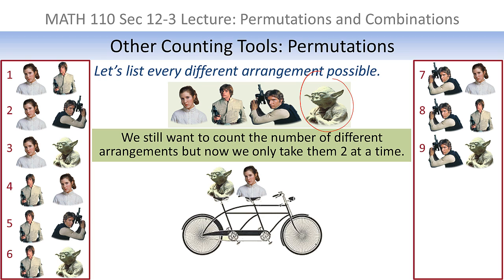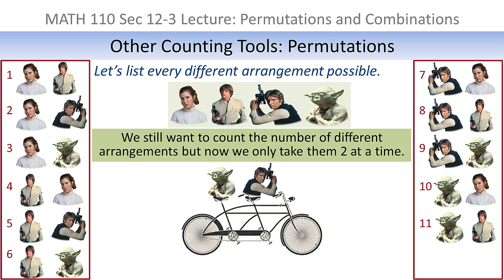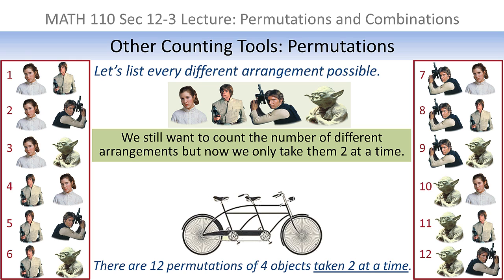Pair Yoda with Leia, that's a 10th possibility. Pair Yoda with Luke, that's an 11th possibility. And pair Yoda with Han, that's a 12th possibility. And now I'll put everybody on the back seat, and I've paired them in every possible way. So there are 12 of them. There are 12 permutations of 4 objects taken 2 at a time.